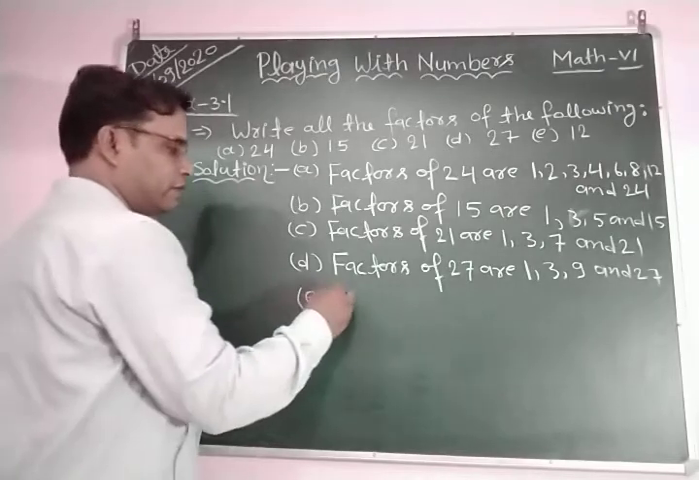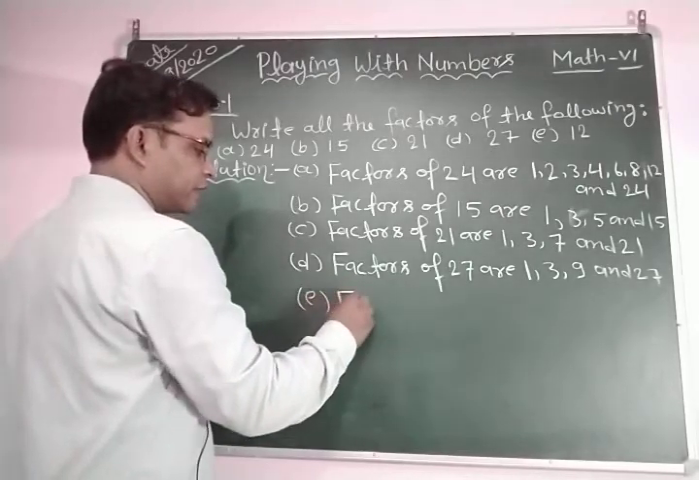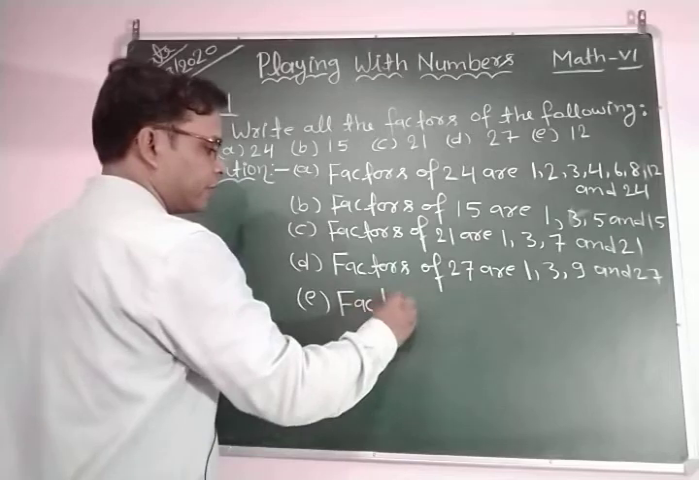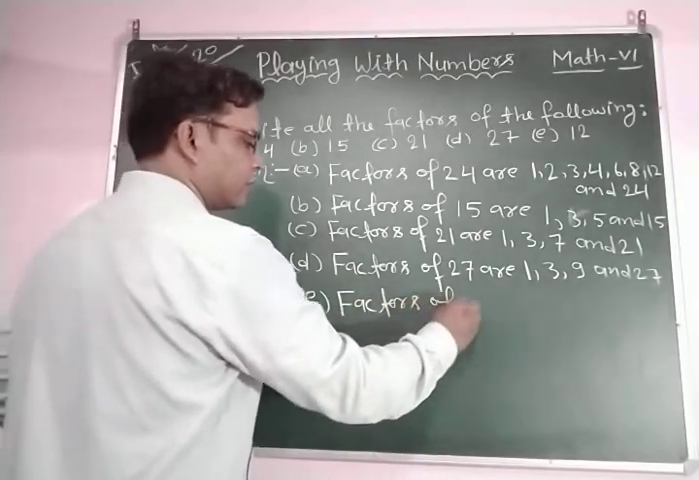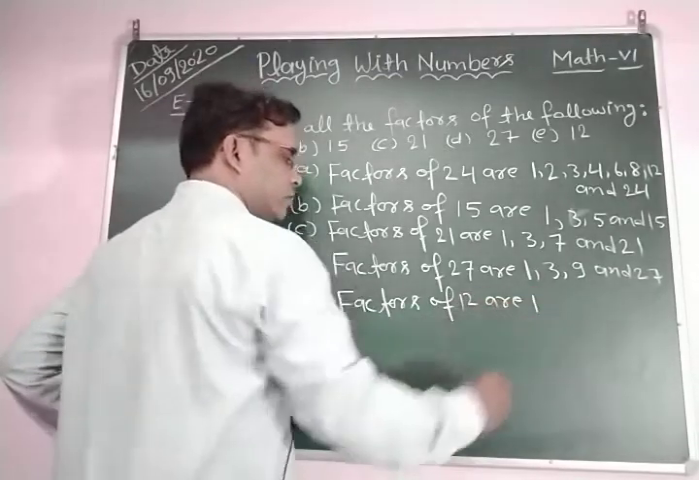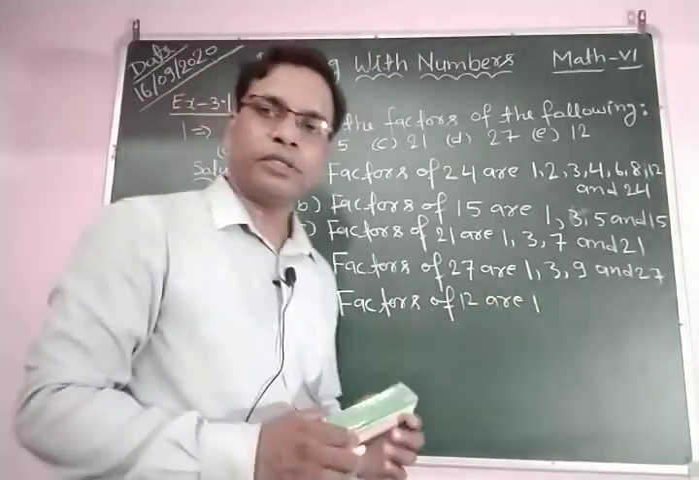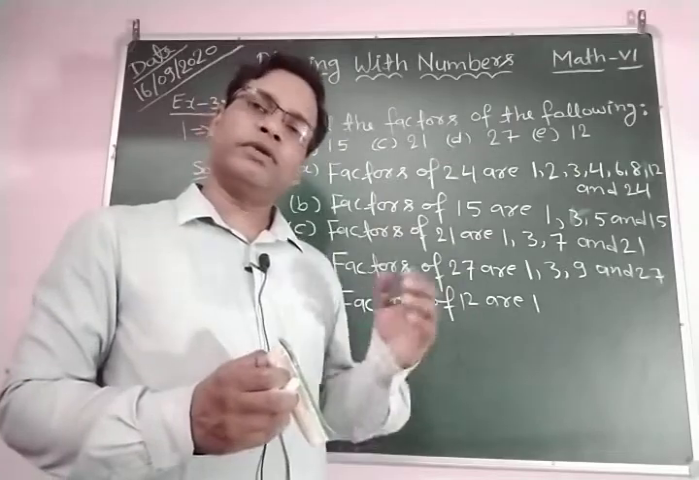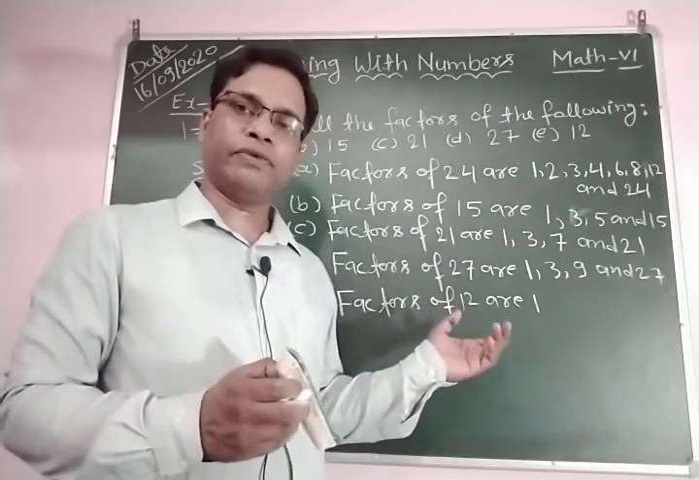Okay, what is the factor of? You need to find the factor of 12. Okay, so 1 divides every number. It means that 1 divides 12 also. So 1 is a factor of 12.